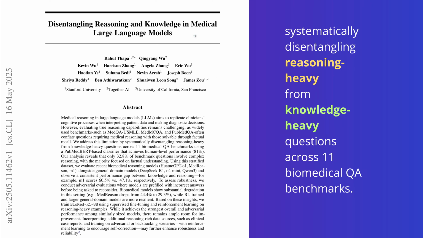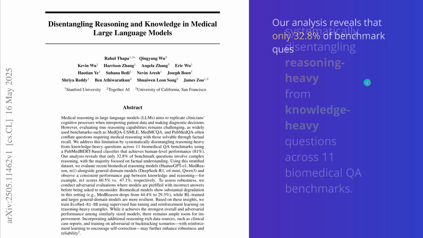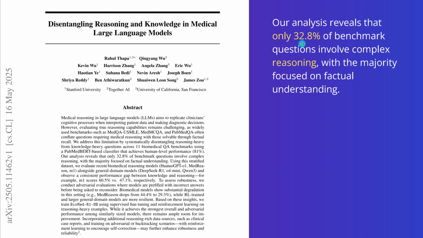Now, just another idea, because 3 days ago I read this. This is from Stanford University, Together AI, and University of California, San Francisco. And they said, you know what? We looked at medical AI, medical LLMs. And we found that it's important to disentangle the reasoning and the knowledge in the medical large language model. Because they say those people who code the model mix up reasoning and knowledge. And we have to disentangle the reasoning-heavy questions from the knowledge-heavy questions, and they did this on 11 biomedical Q&A benchmarks. And they found, and this is interesting, that only 32% of the benchmark questions were really about complex reasoning. The rest was not on reasoning at all.